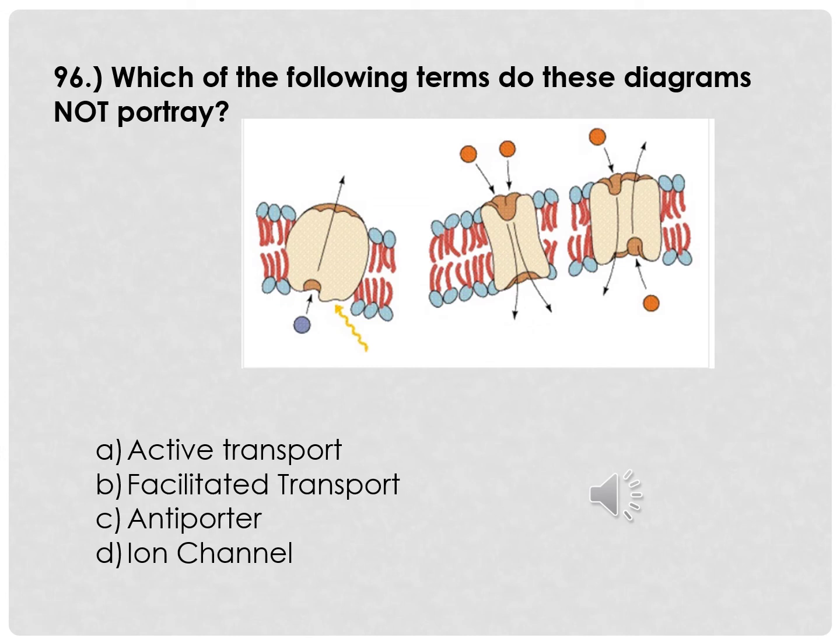Which of the following terms do these diagrams not portray? Let's look at these diagrams one at a time and see what they're trying to tell us. This first diagram shows some molecule going through a channel of some sort. However, if you look at that yellow wavy line, that's showing us that ATP is being used. Therefore, this is active transport, so letter A cannot be the answer.